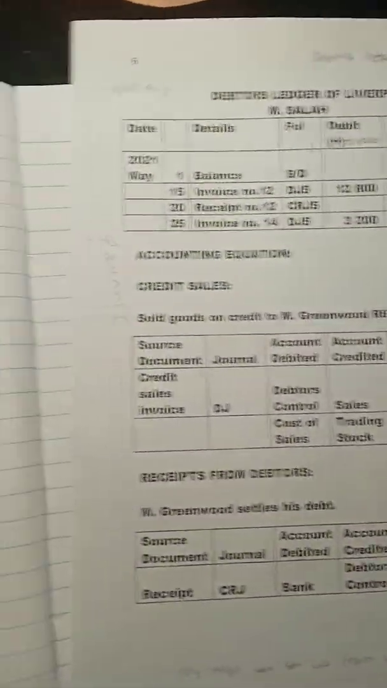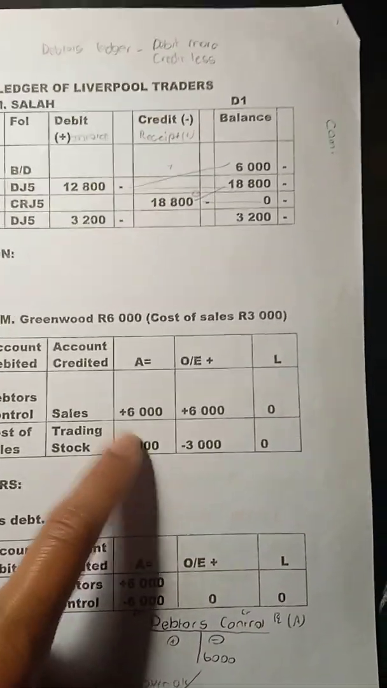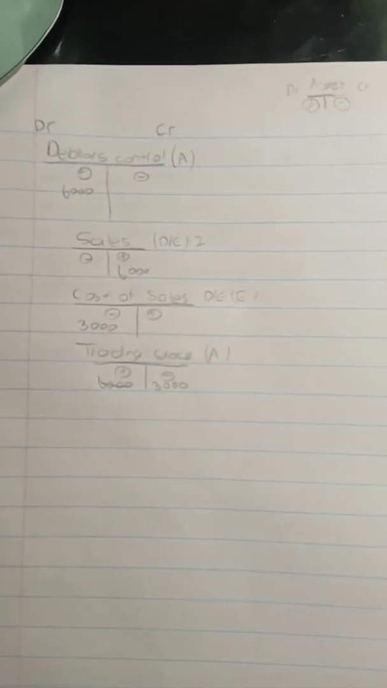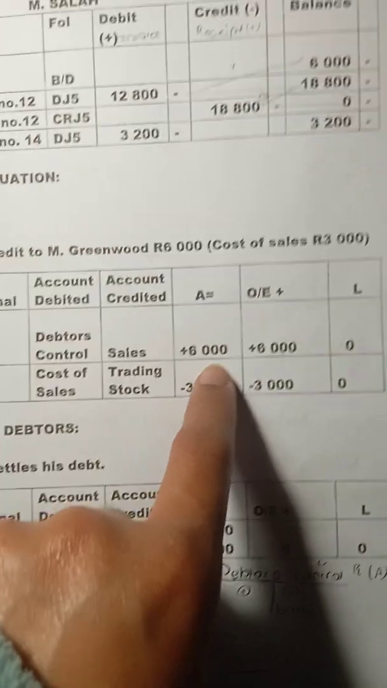So, debtors control. On your assets, how much will it increase? Remember, we are going to get 6,000 rand from this person now. And remember, bank is also an asset, so our money will increase by 6,000. So, how will it affect your assets? The debtors control. It will affect your assets. It will increase it by 6,000.